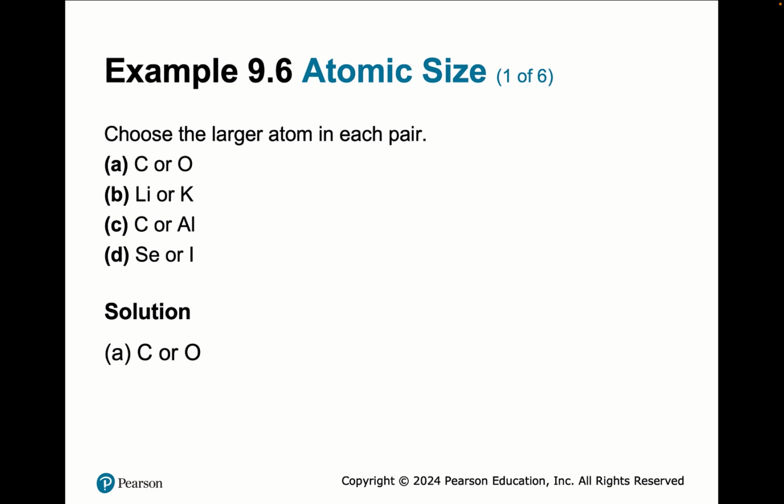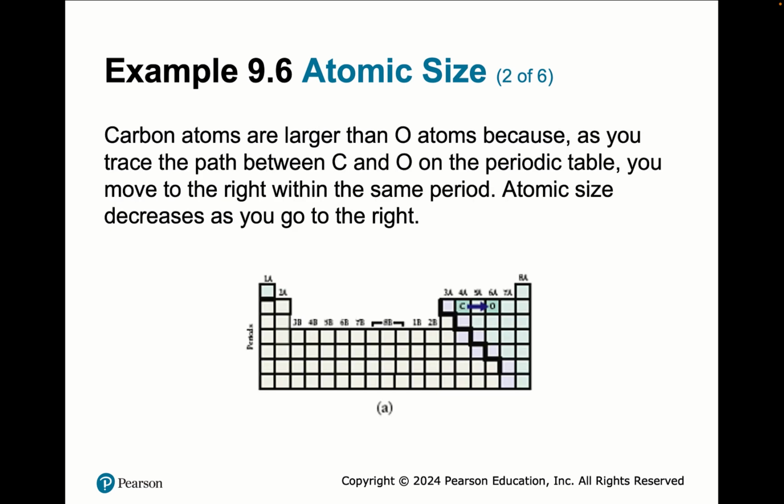So look at atomic size. As you move from left to right across the periodic table, the atoms get smaller. And this is easier to see when we put it next to the periodic table. So looking at carbon and oxygen, since oxygen is to the right, it's smaller. So carbon is the bigger one, because as you move right across the periodic table, the atoms get smaller.